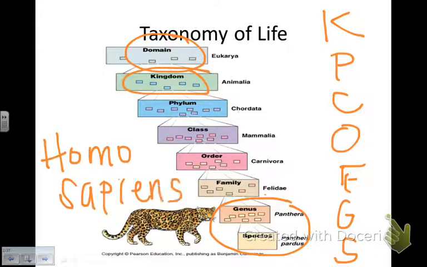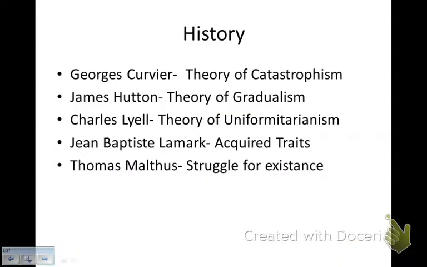And that letter is lowercase, the S is. So capital H, the genus is capitalized, and the S, the species, is lowercase. And that naming system is binomial nomenclature. So two-word binomial nomenclature.